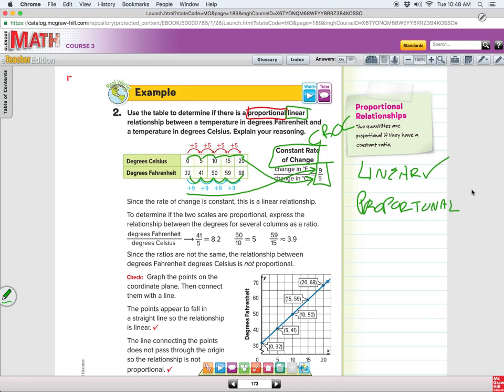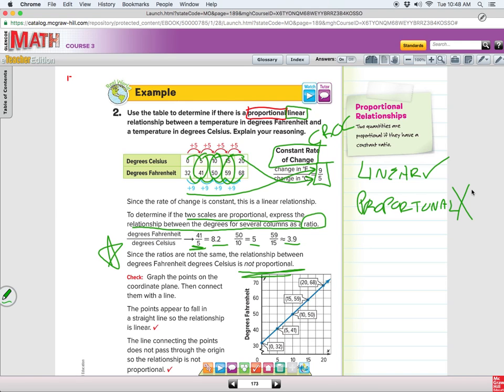So to determine if 2 scales are proportional, express the relationship between the degrees for several columns as a ratio. Or a ratio, hopefully you know, just means to divide. So take y divided by x. So this one right here, 41 divided by 5, they got from right here. 41 divided by 5 is 8.2. 50 divided by 10 is right here, 5. 59 divided by 15, 3.9. Since the ratios are not the same, the relationship between degrees Fahrenheit and degrees Celsius is not proportional. So this is not proportional, but it is linear.